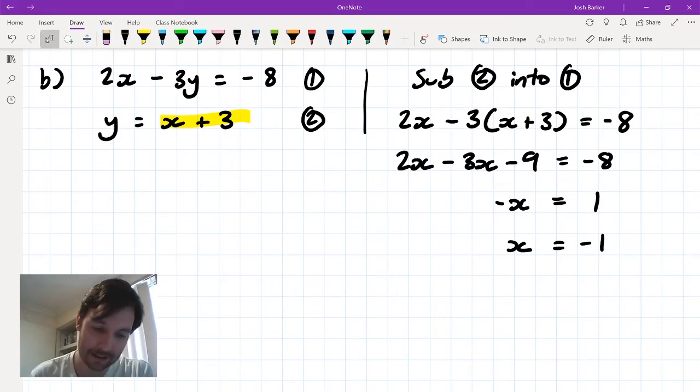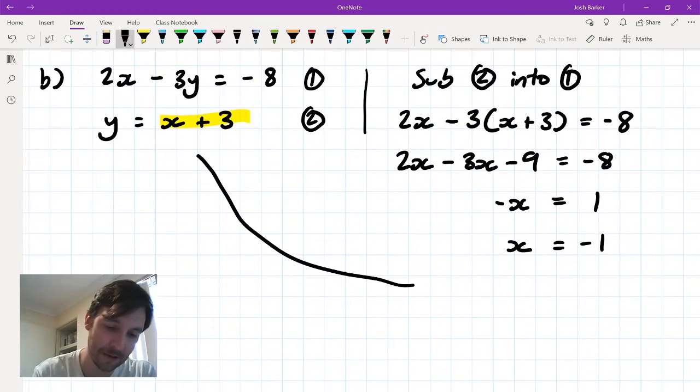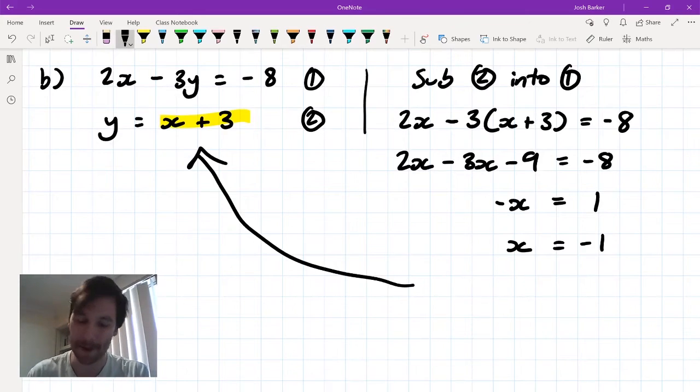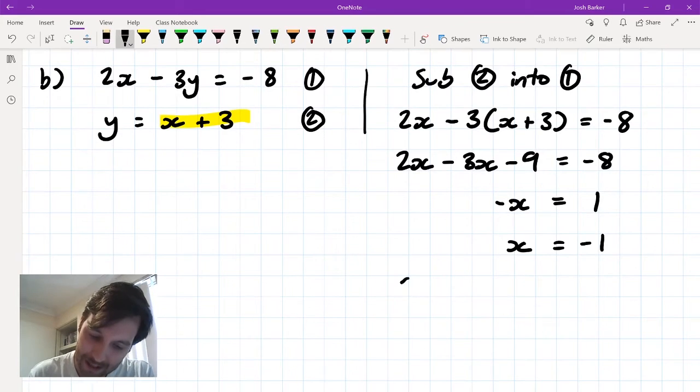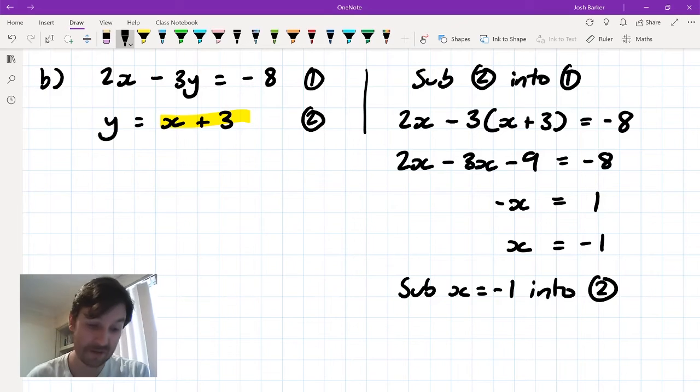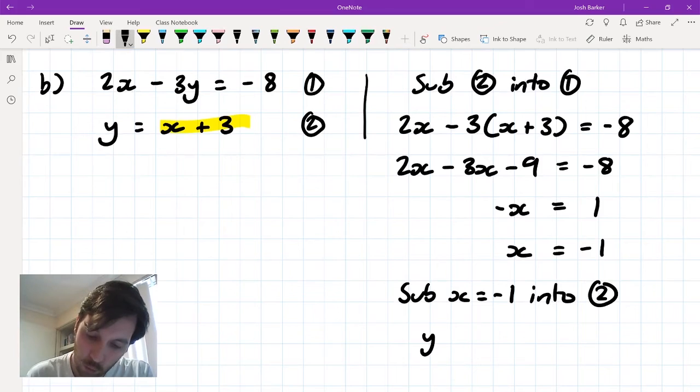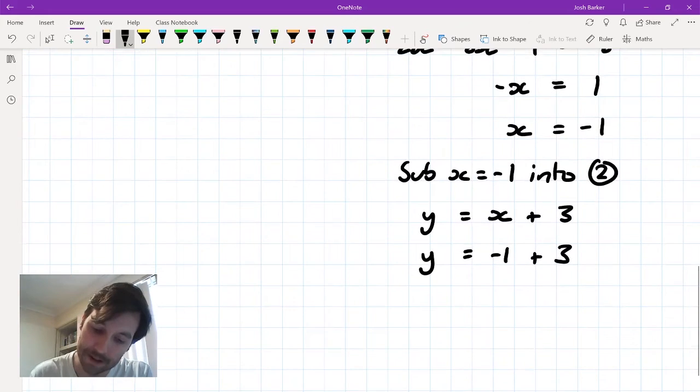Know what I'm going to do, and it looks like substituting into equation 2 is going to be easier, so I'm going to do that. Substitute x equals negative 1 into equation 2. You could substitute it into equation 1 if you wanted, but when you're under time constraints in an exam, there's no point making life harder than what it needs to be. So you may as well save yourself every little second.